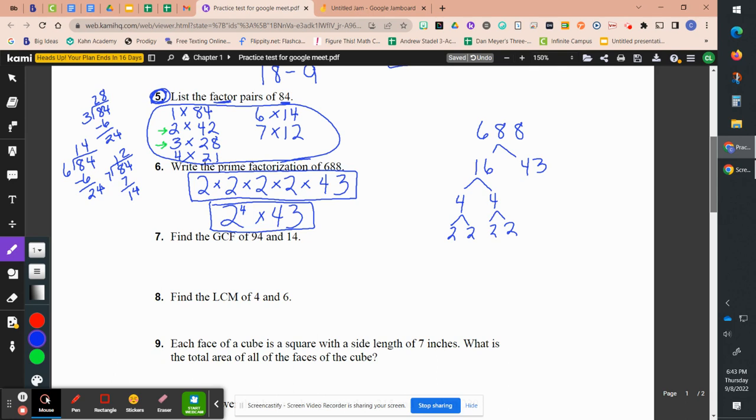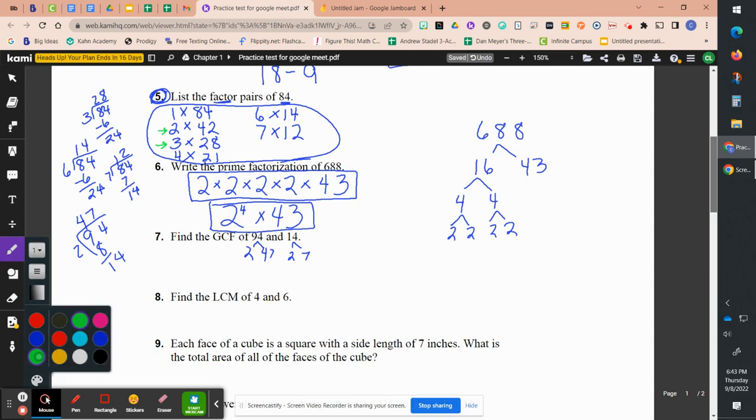Okay. Next question is, find the greatest common factor of 94 and 14. Well, 2 times 7 makes 14. 94 divided by 2, because it's even, should give us a good answer. Let's check that out. 47. Our factor trees are done.